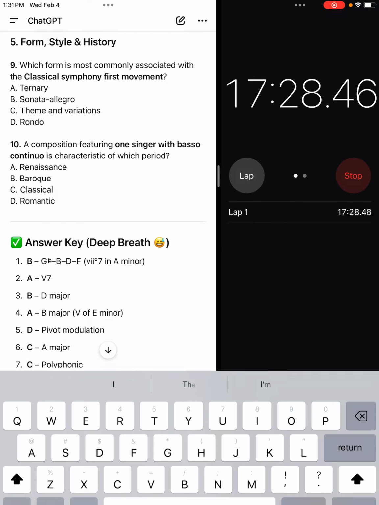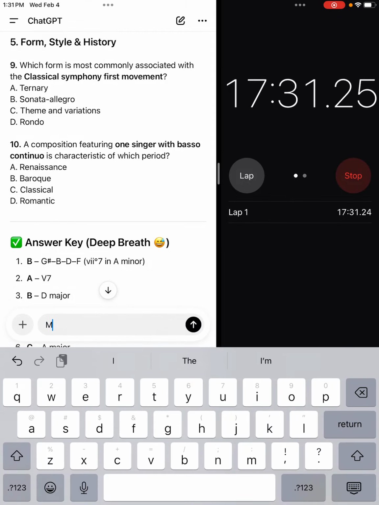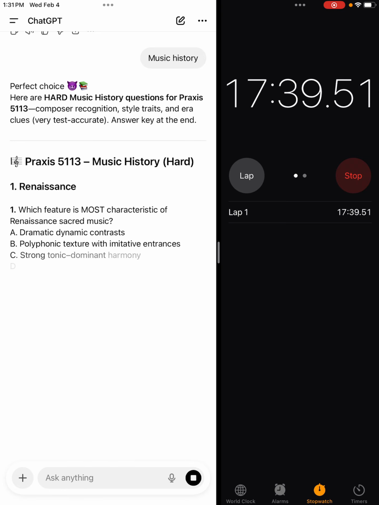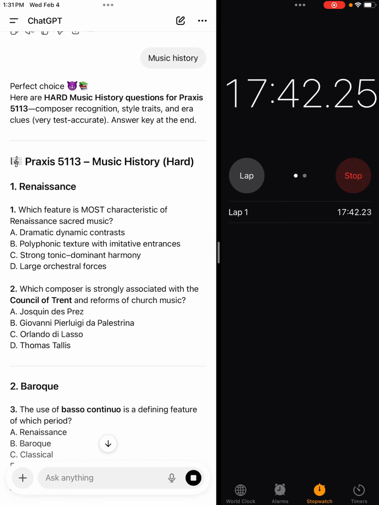Okay, let's make some other weird ones. Keep going. Music history. Let's hit up some topics. Which features most characteristics of Renaissance sacred music? Renaissance. Okay, Renaissance is... So I'm going to say polyphony.